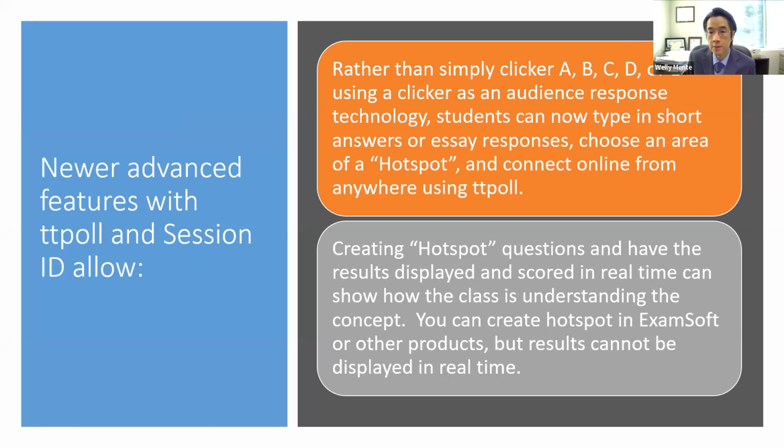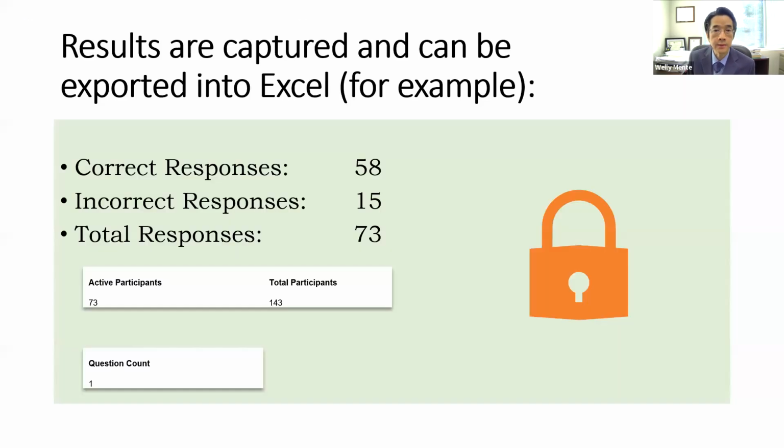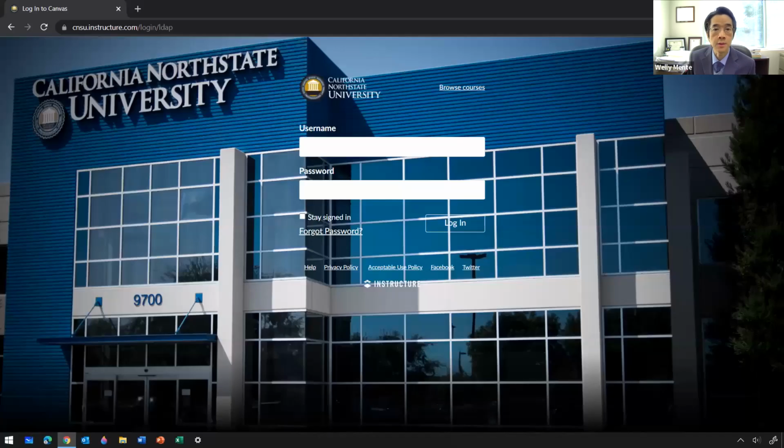The Hotspot question type I found was really powerful because we can display the results and scores in real time and show how the class actually understood the visual image and concept, because these are typically difficult concepts to teach. So you had to add a visual component to help the students and engage them in a different way, and be able to display the results in real time, import them, and know how many audience responses were correct answers or incorrect answers, the total answers, and their participation.